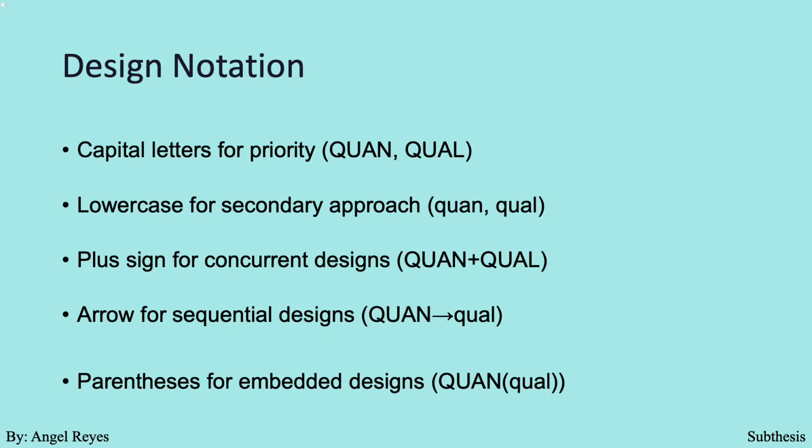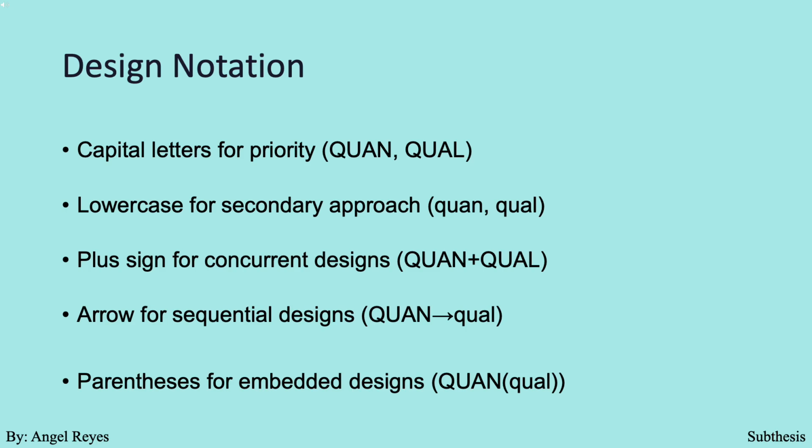A useful way to describe mixed methods designs is through notation. Capital letters indicate the priority method. For example, QUAN means a quantitative dominant approach. Lowercase shows a secondary role, like QUAL, in a supporting function.